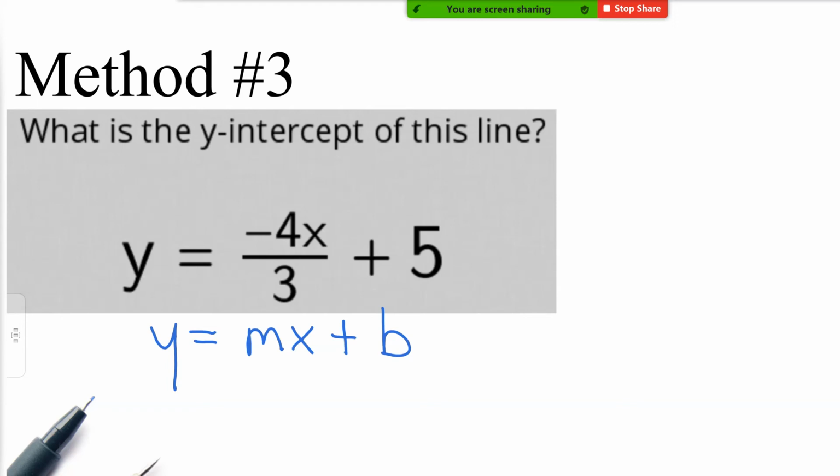So, what do we do here? I want you to label with the word slope. And I want you to label this letter B with y-intercept.